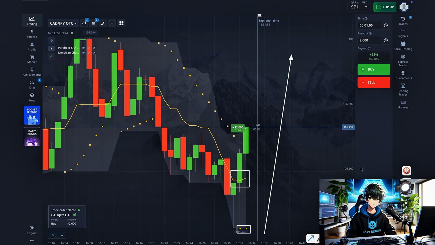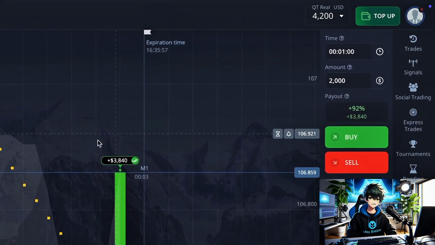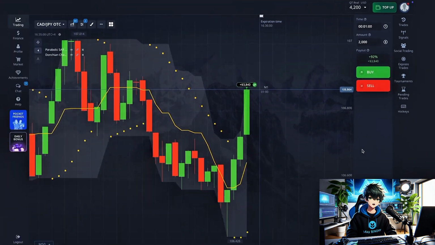Previously, there was a downtrend, but now it's clear that the trend has reversed. The chart shows large green candles, a strong sign of an active uptrend. These large candles typically signal strong momentum, and given the current dynamics, I'm confident the trend will continue. All signals point to further growth, creating a great opportunity to profit. Perfect. Profit is $1,840. Let's keep going.